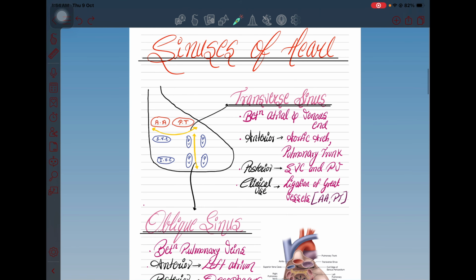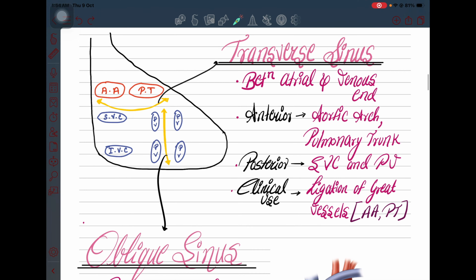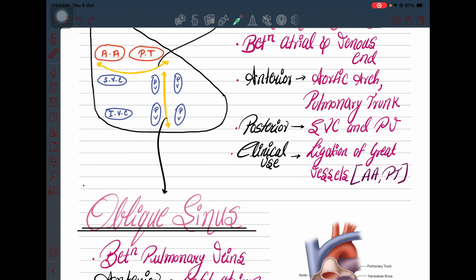Next, it is the sinuses of the heart. First, we have two types of sinus: transverse sinus and oblique sinus. So let's get started with the transverse sinus. Transverse sinus is located between the atrial and venous end. Towards its anterior portion, we have the aortic arch, which is this one, and next is the pulmonary trunk, which is this one. And posteriorly, it consists of the superior vena cava and pulmonary veins.